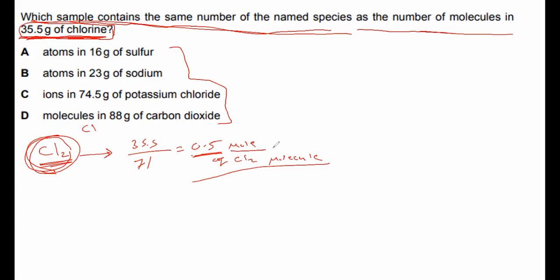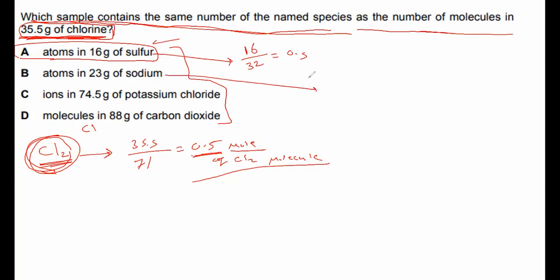The question looks like this. Let's see option A: atoms in 16 grams of sulfur. Look, guys, sulfur has a molar mass of 32. So here we have 16 over 32, which gives us 0.5 as well. So yes, this is the correct option. Let's see the others.